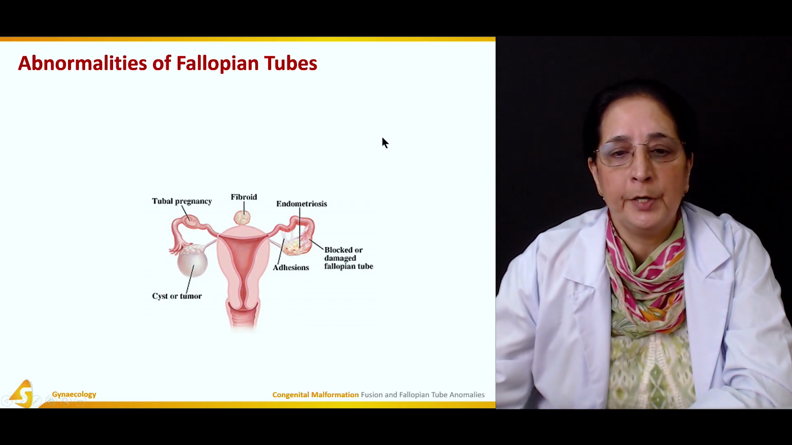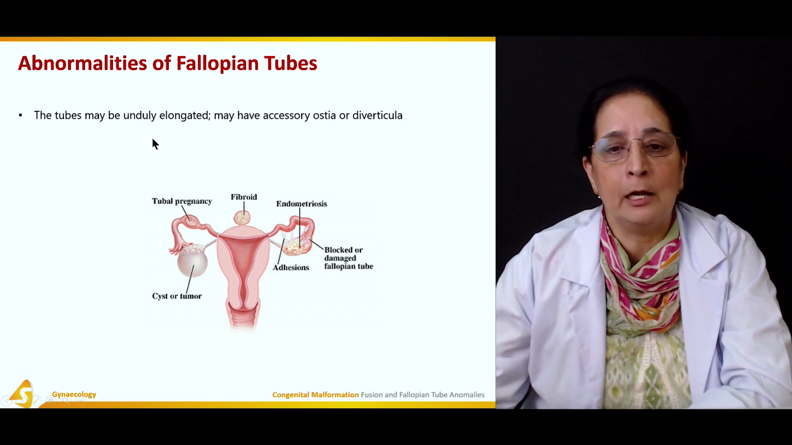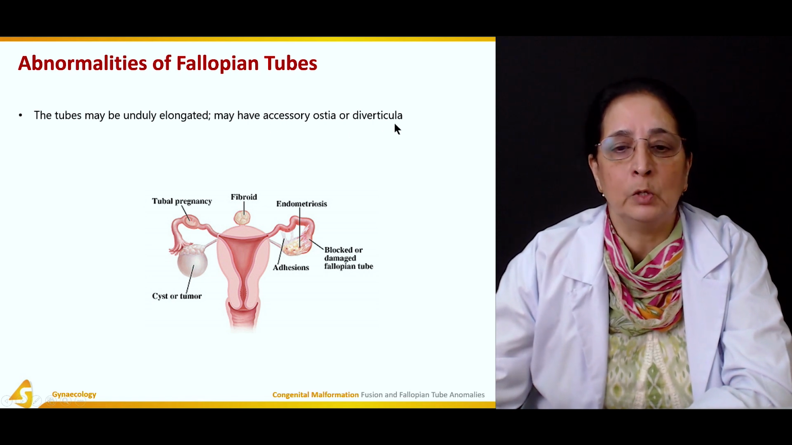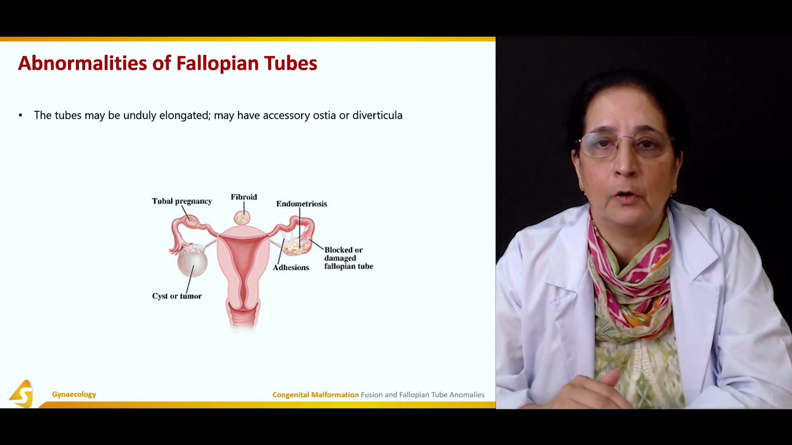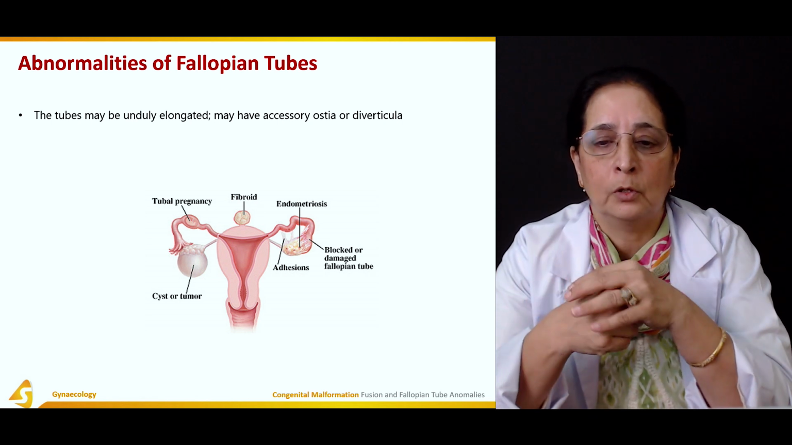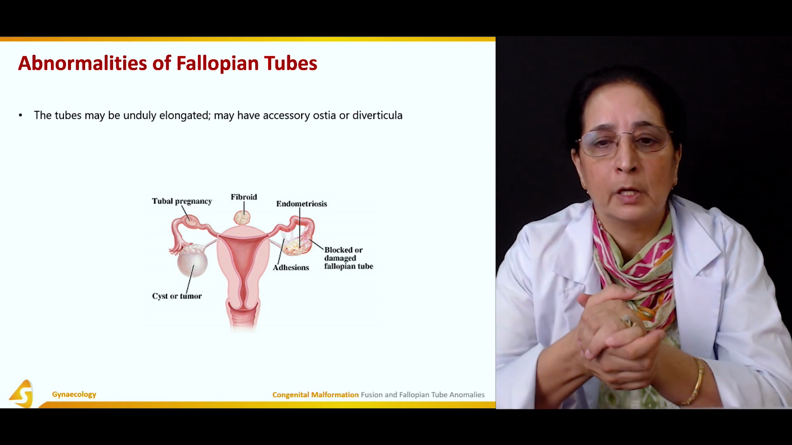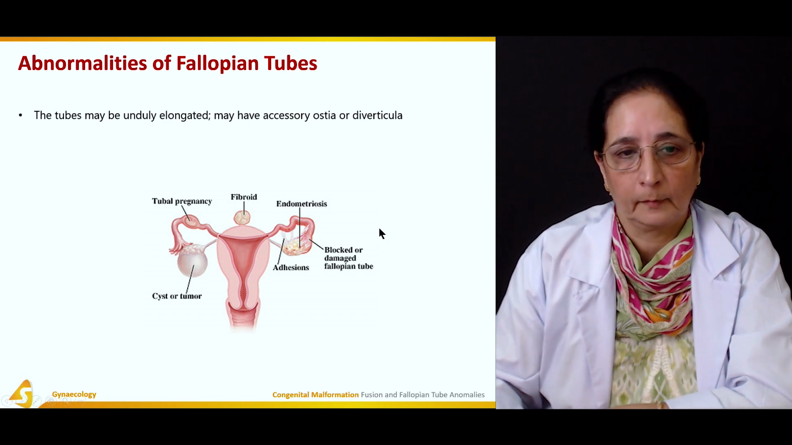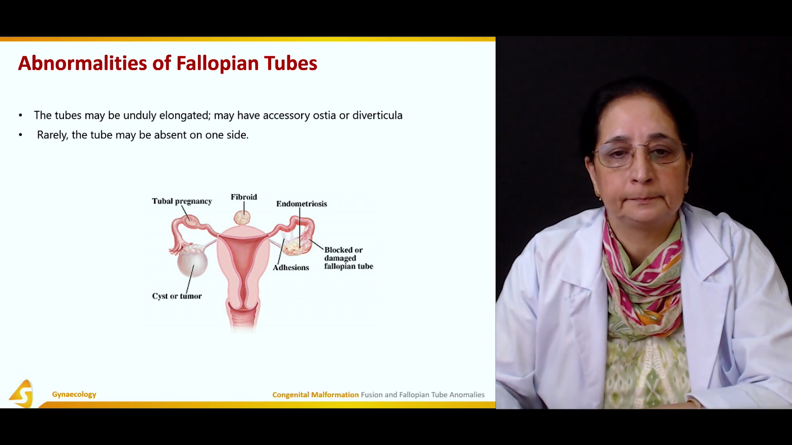Abnormalities of the fallopian tube. Tube may be unduly elongated, may have accessory ostia or diverticula. Diverticula are the pouches or the outgrowth of the mucosal lining. So pouches are formed if there is accessory ostia, or they may be elongated. Rarely, tube may be absent on one side.